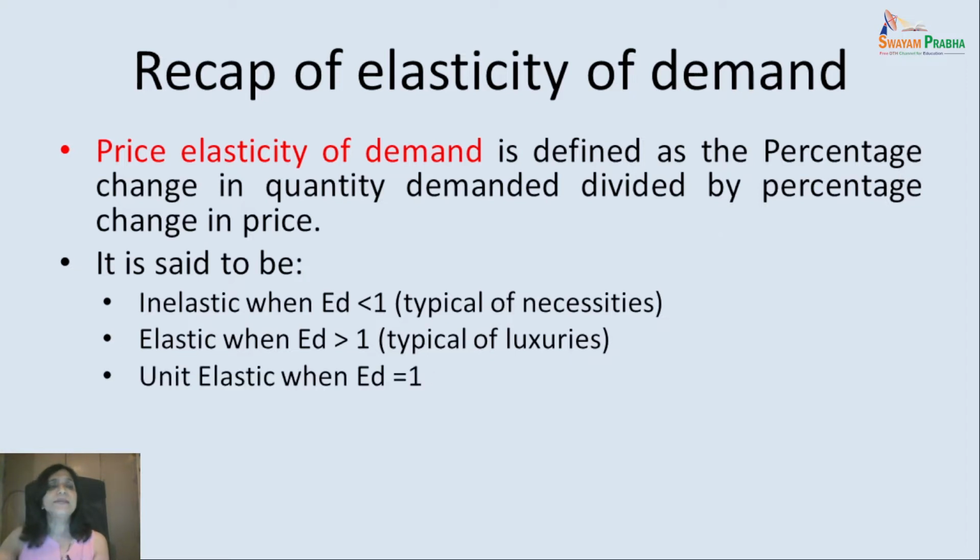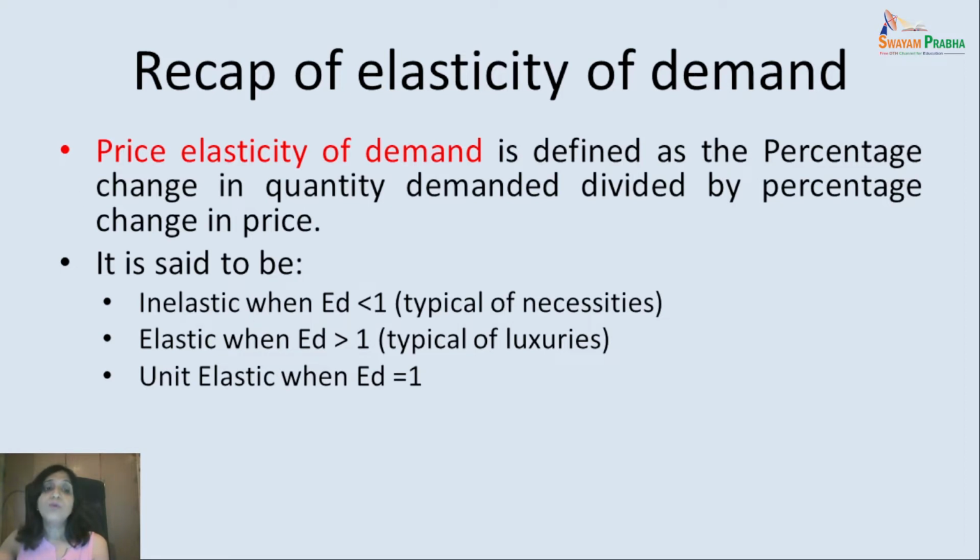Third type we had said was unit elastic. Unit elastic means that the percentage change in quantity demanded is equal to the percentage change in price. So your numerator and the denominator are the same. Therefore, the answer is equal to 1.